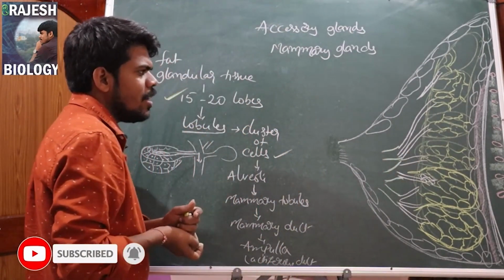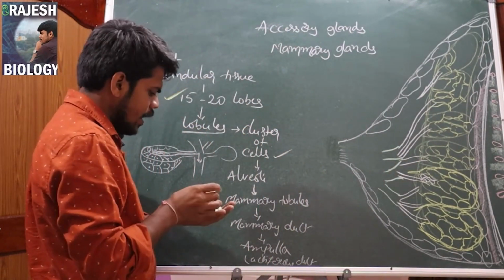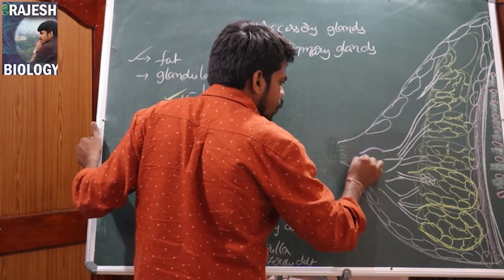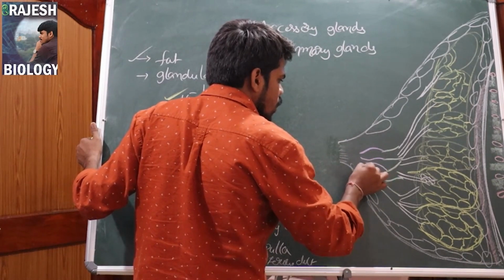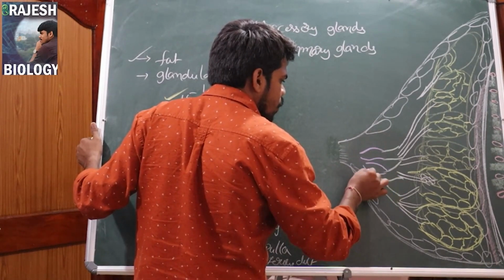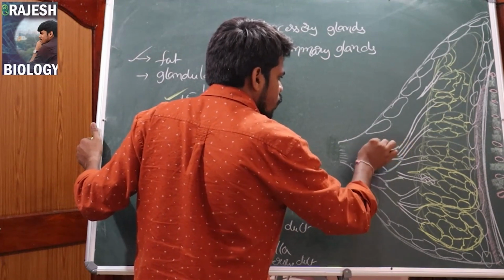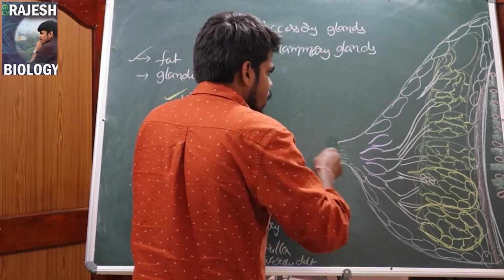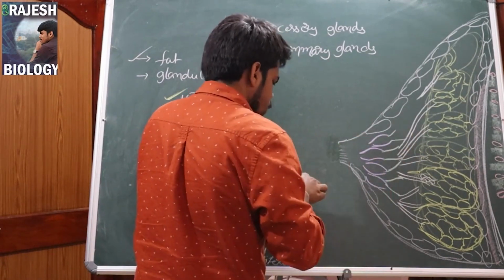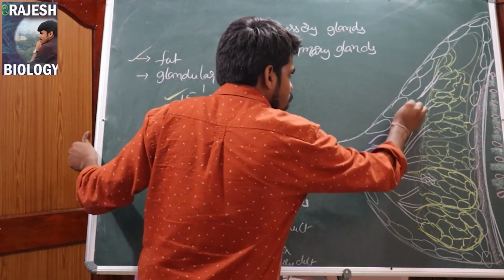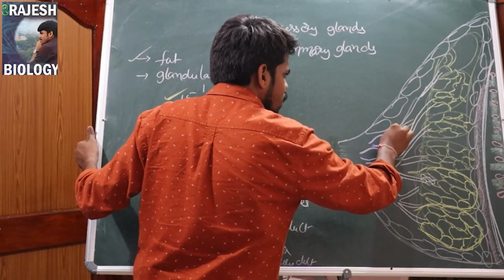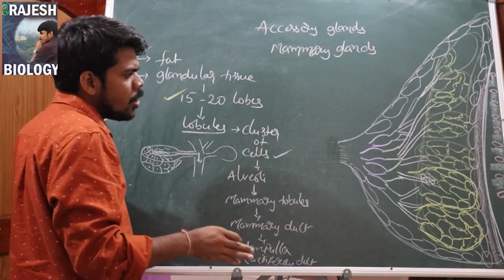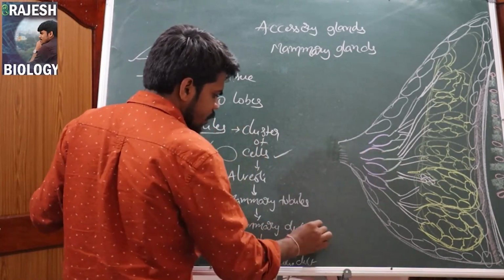So green color is the mammary duct, and the mammary duct opens into a wider ampulla. This is a wider ampulla, the mammary ampulla. Mammary ducts collect the tubules from the different lobes. So white color is the mammary tubules. Mammary tubules open into the mammary duct.